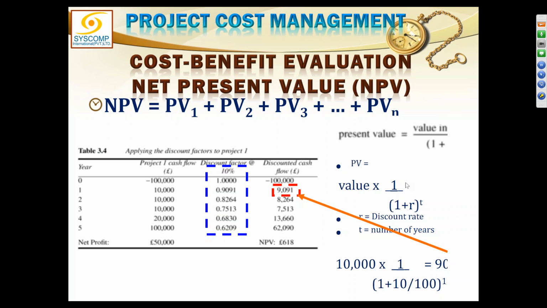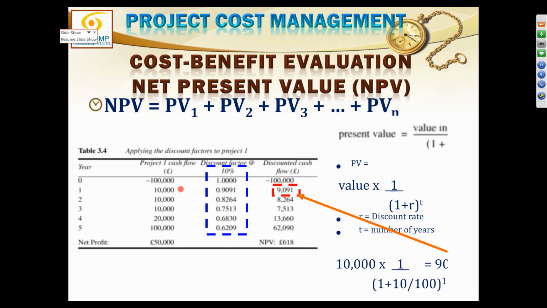So I will put that into the formula, and the discount factor for that comes out to be 0.9091. If I multiply 10,000 with 0.9091, this comes out to be 9,091. This is the calculation: 10,000 multiplied by 1 divided by (1 plus 10 divided by 100) raised to the power 1. So if we calculate this, we will find the value is exactly 9,091 rupees. So this is the present value of this future money, right?